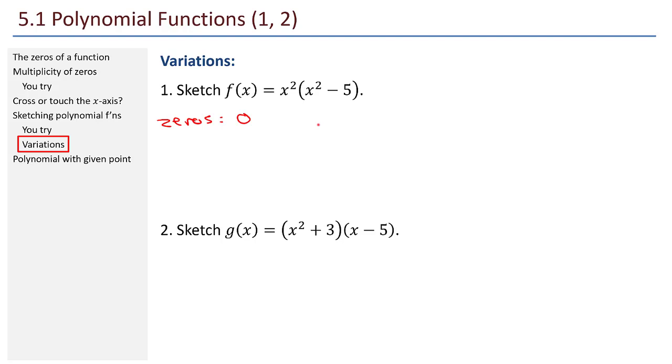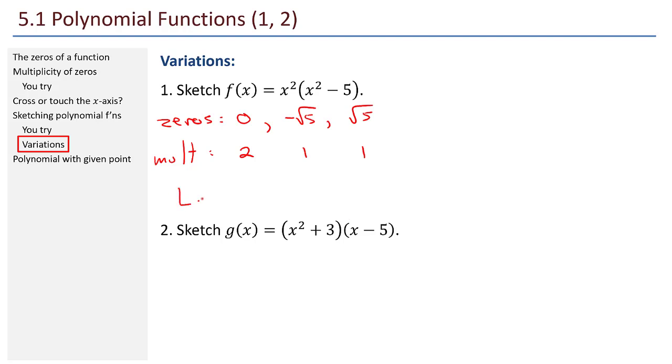Well, it's not a linear factor, so I need to do a little bit of work. Let's say x squared minus 5 equals 0, so x squared equals 5. X equals plus or minus the square root of 5. So I also have negative square root of 5 and positive square root of 5. And the multiplicity for each of those is 2, 1, and 1.